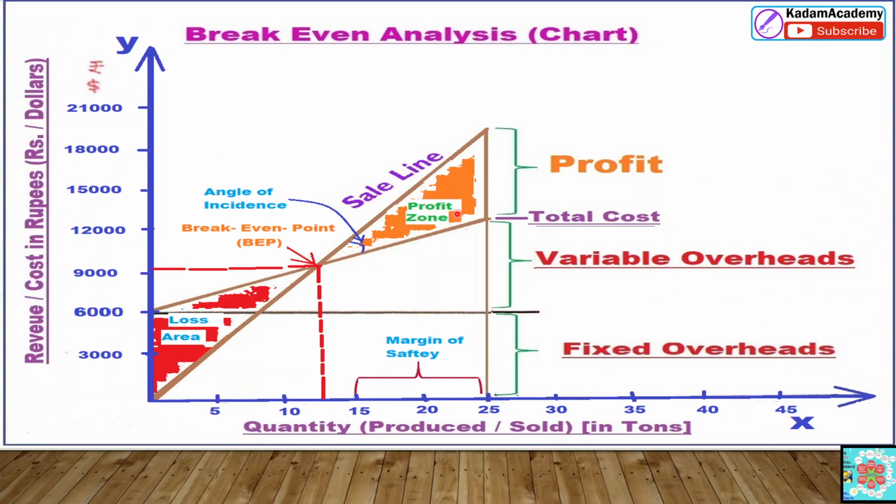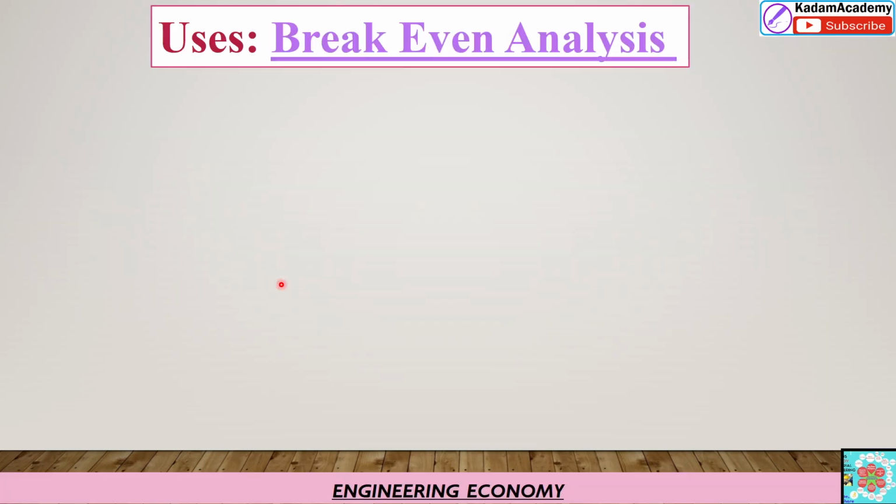So this is the profit zone. You can see here in the green color it is written, and this is the profit zone, and this is the loss area or loss zone, we can say. Below this BEP the loss will start. So to avoid this, we have to increase the angle of incidence. How to increase this angle of incidence? That means we have to maximize the profit. For this, there is the part 3 video for the maximum profit.